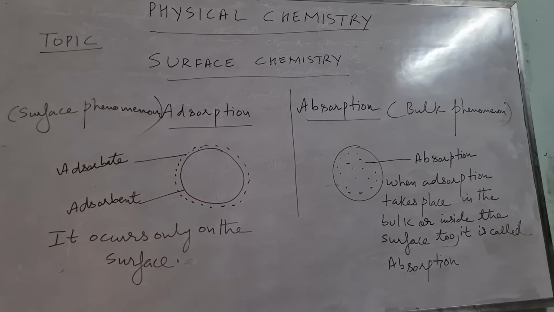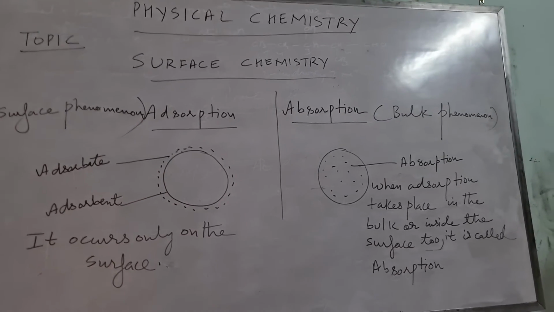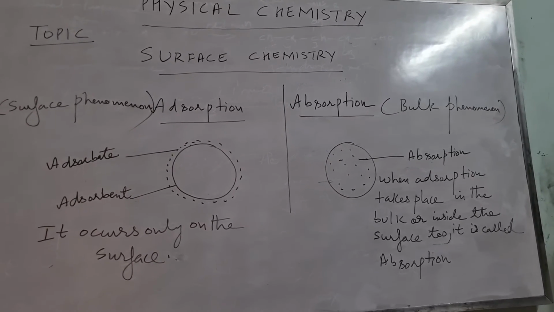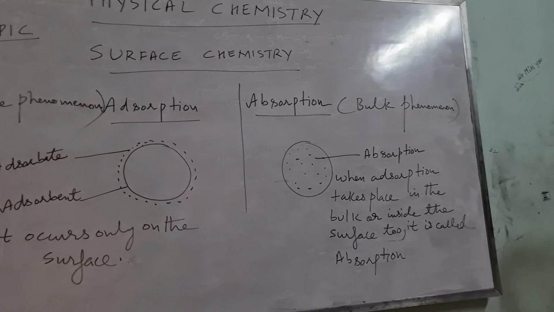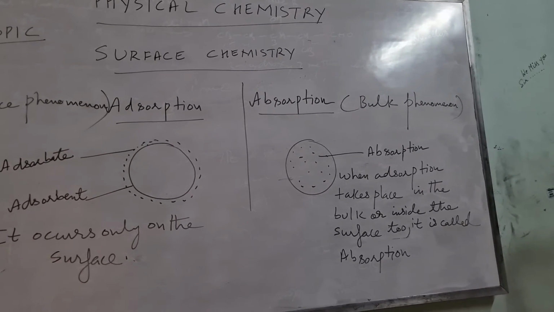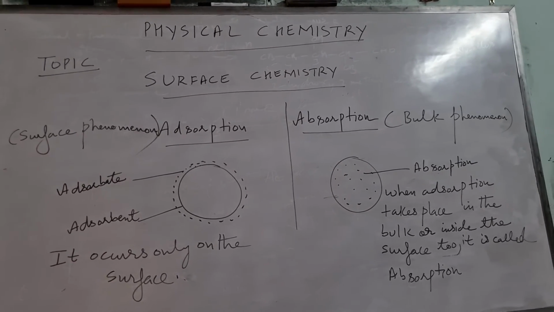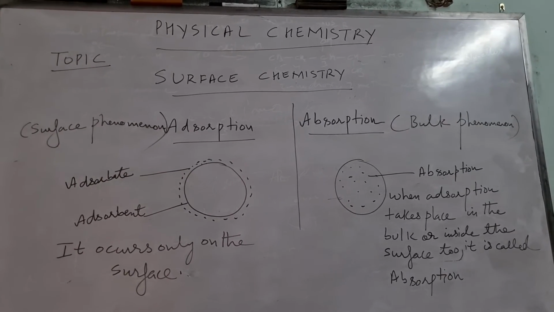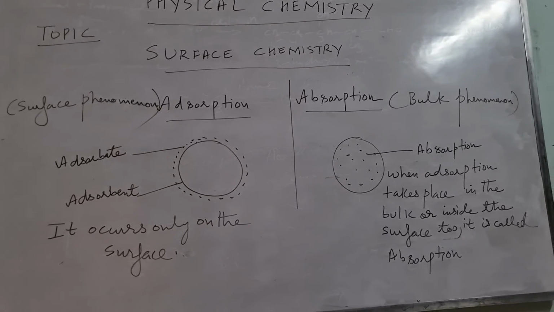So now I hope you are clear with the factors. So I'm revising the factors. The first factor which affects adsorption is the nature of adsorbent and adsorbate. Second factor is surface area of adsorbate and adsorbent. Third factor is activation of adsorbent. Fifth factor is pressure of the gas. Sixth factor is temperature.